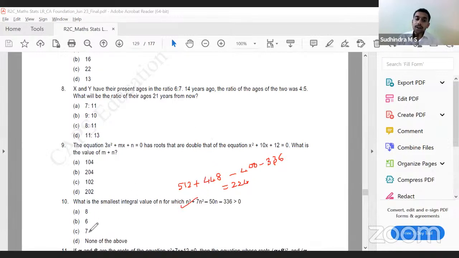Whereas if I take 7, 7 cube is 343, plus 7 square is 49, 49 sevens are 343. Minus 50 into 7 is 350. Minus 336. We get 0. It is not greater than 0. 0 is not greater than 0. So 7 is not possible. Therefore, the smallest value which satisfies this is 8.